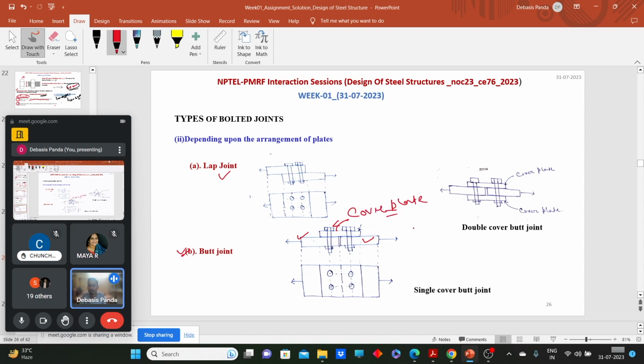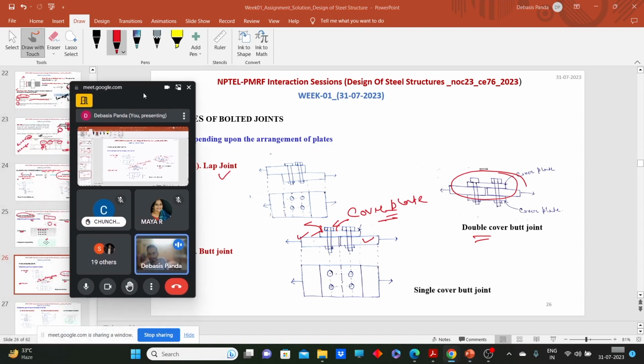So depending on the cover plate, we have two kinds of butt joints, like single cover butt joints where one cover plate is there, and double cover butt joints where two cover plates are there. And sometimes we have packing plates. So you know, packing plates are for making the joint possible. They will not carry any kind of loads. So when we design the bolted joints, we will go through that packing plate section also.